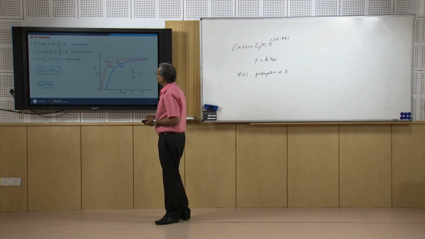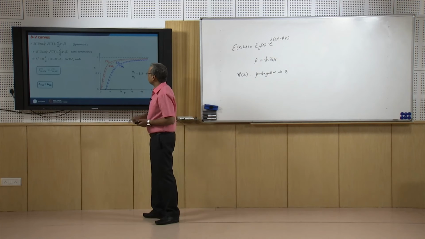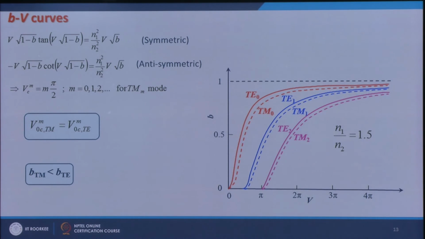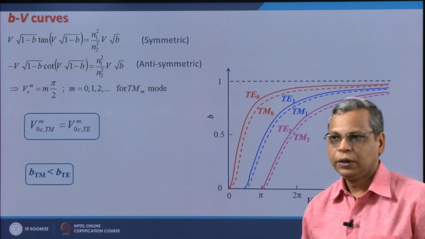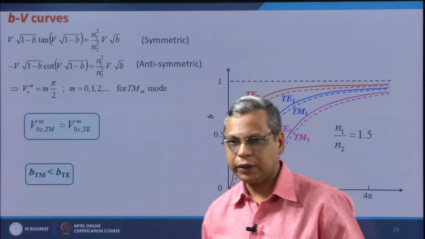For m equal to 1, this would be TE1 and this is TM1, similarly TE2, TM2. Again these curves are universal for a given value of n1 over n2. So, here I should also take care what this ratio n1 over n2 is.